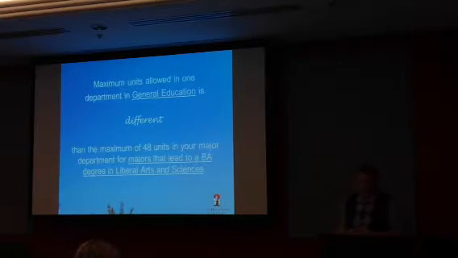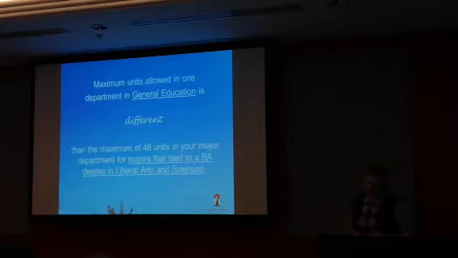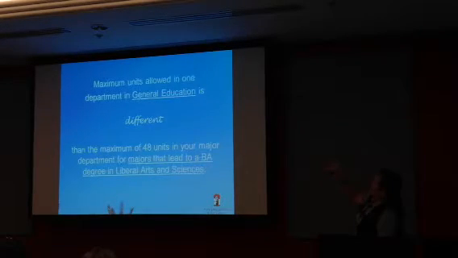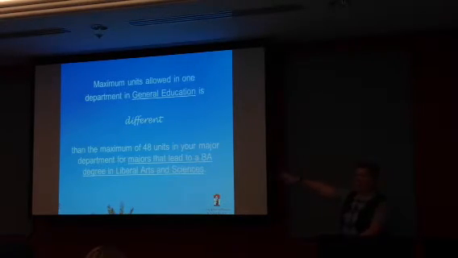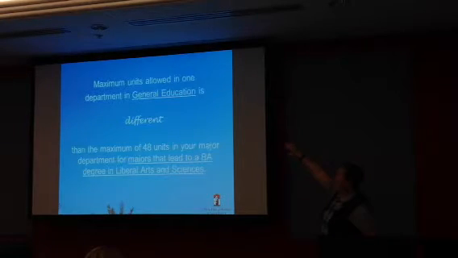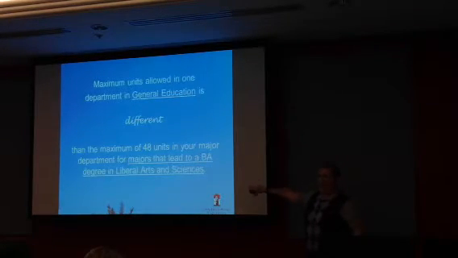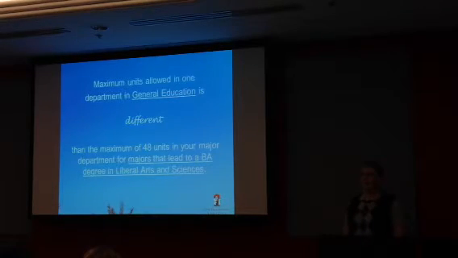So let's talk about that a little bit more. First of all, this maximum is different than if your major leads to a Bachelor of Arts liberal arts and science degree. This maximum is different than the maximum of 48 units in your major department. Does that make sense so far? Okay. So we talked about the maximum of 48 units in your major department for majors that lead to a BA degree in liberal arts and science. These maximums that we're talking about in general education are different than that maximum, okay? No, that makes sense. Okay, perfect.